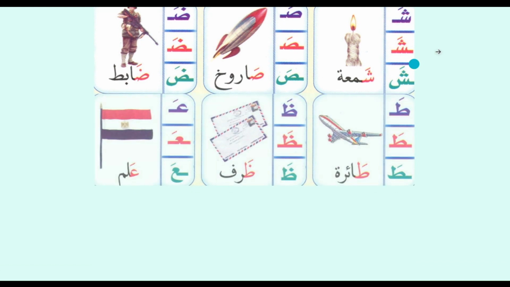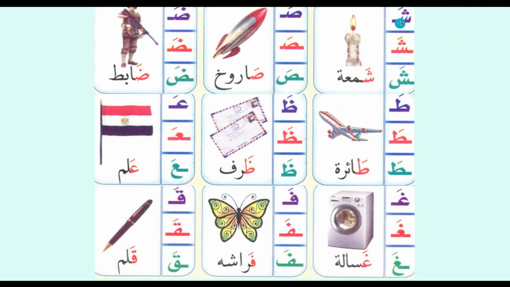Let's continue. Sheen, same, at the beginning of the word, in the middle of the word, and at the end of the word, like the word sham'a, sham'a.